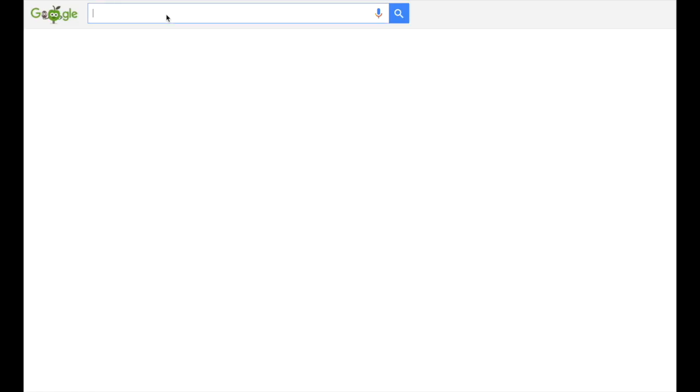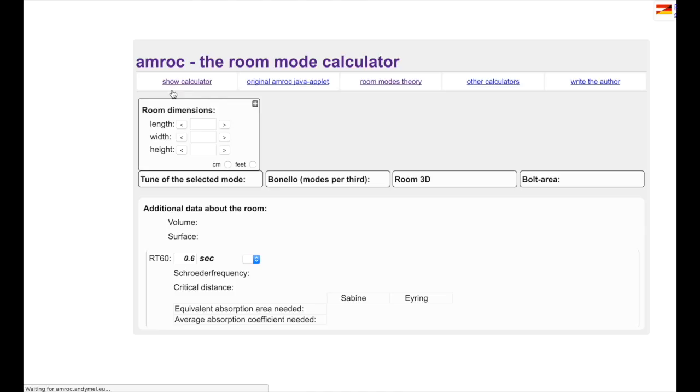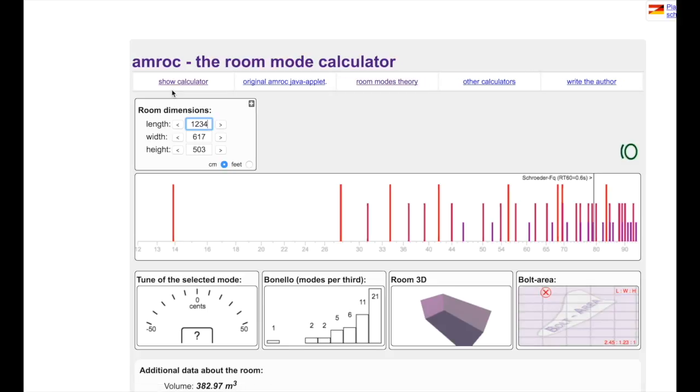Once I crunched the numbers, I found that the room Peabody was standing in was 5.03 meters tall by 6.17 meters wide by 12.34 meters long. Then by using the lazy method I mentioned earlier of googling room mode calculator, I plugged in these dimensions and got a whole list of frequencies that would resonate in a room of this size. For the purposes of this video, I'll spare you the long list, but if you're interested, you can find a document in the description below.